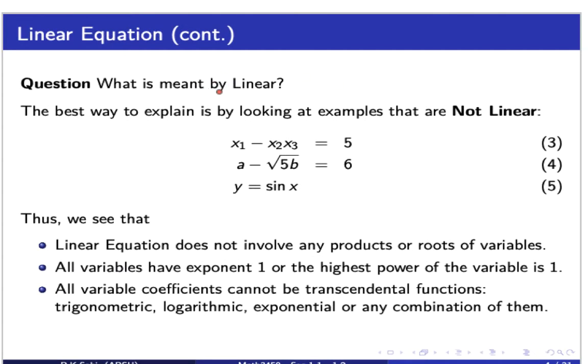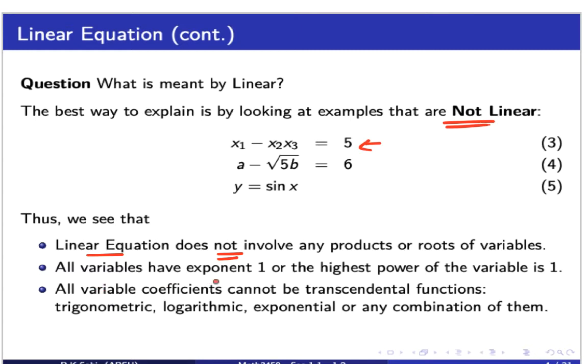Now, to explain what is meant by linear in a linear equation, we'd like to see some examples of not linear. For example, x1 minus x2 times x3 equals 5. In this one, notice there's a product, and that is not allowed. The second, a minus square root of 5b equals 6. So you're having a square root of the variable b. Not possible. And then we have y equals sine x. We're having a transcendental function. That's also not allowed. So what we see here is a linear equation does not involve any products or roots of variables. So we cannot have things which are being shown in equation 3 here.